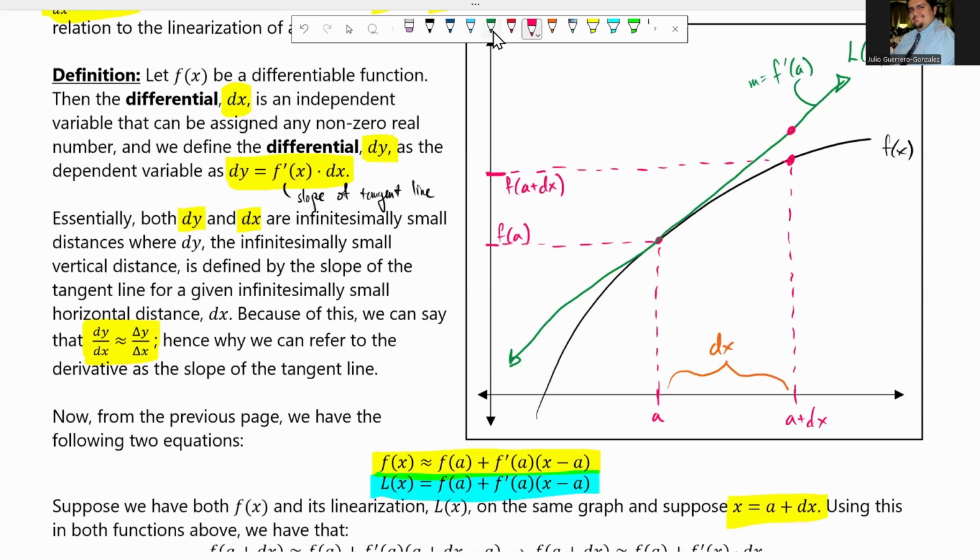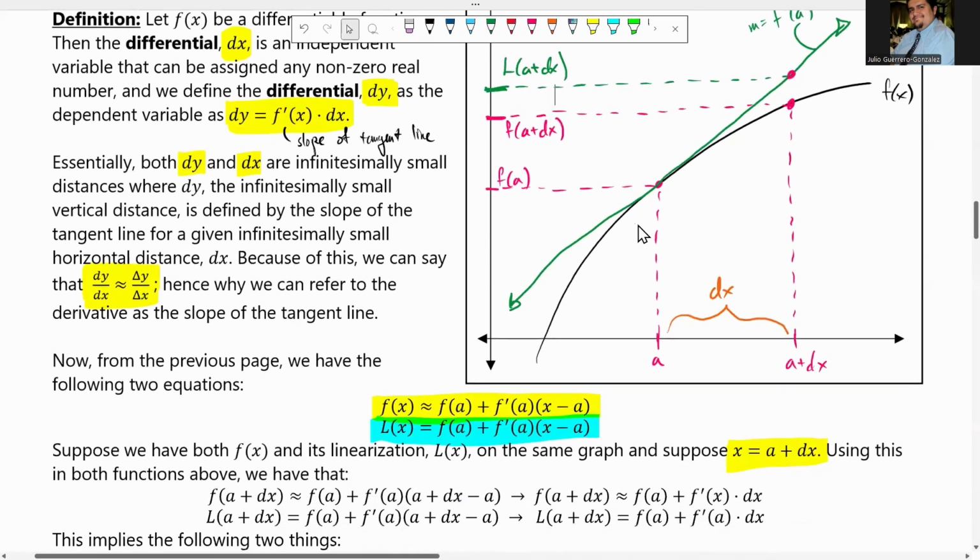Okay? There's another value. If I grab this one and go straight across, this is L of a plus dx. Okay? We're moving along. So let me scroll down really quick.